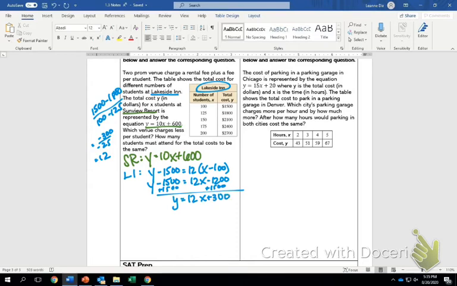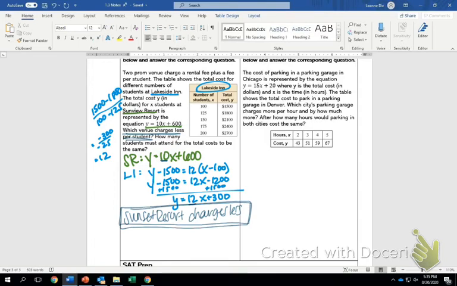All right, so I have found the information to answer the first question. Now that I have two equations, all I need to do is look at our m value, our slope of each equation, to figure out what is the cost per student. So which venue charges less per student? The Sunview Resort charges $10, and the Lakeside Inn charges $12. So I can say the Sunview Resort charges less money. I'll just say less for now. And that is my answer.